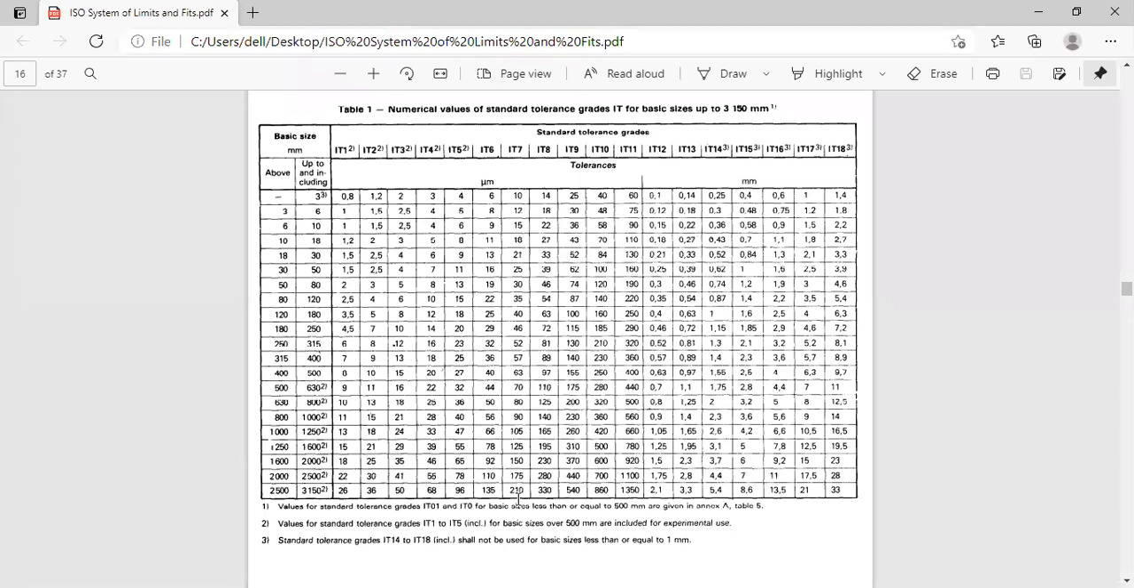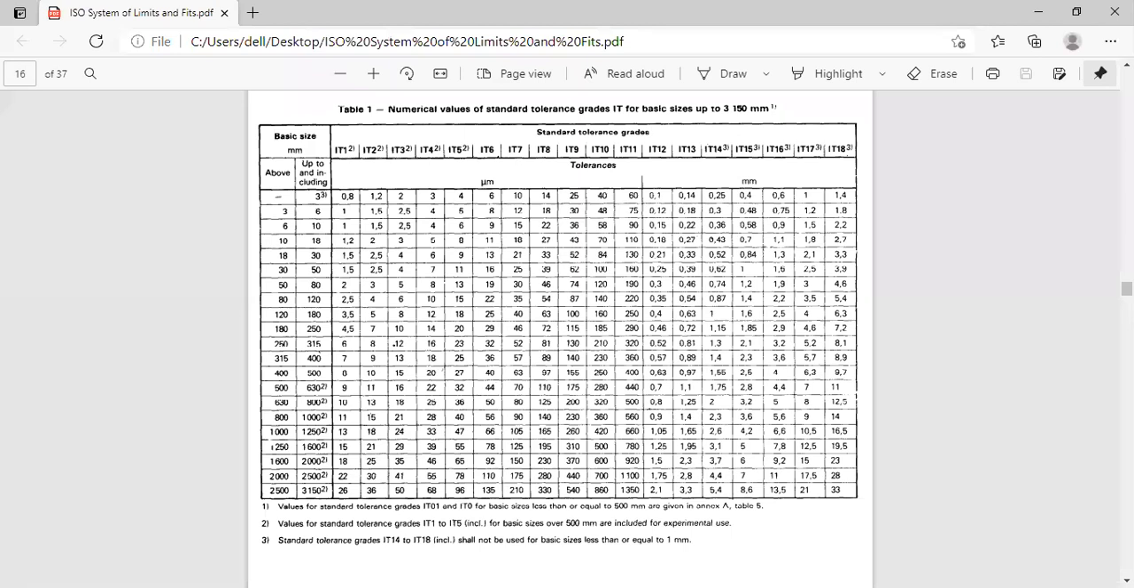So less than or equal to 500 are given in one particular table, Table 5. We just try to go to the table directly because that table only is of importance here in the syllabus, or in the JNTU curriculum where he is giving problems. The values for standard tolerance rates for basic sizes are included for experimental use, because the theory is different, the experiments are different. So we have to follow.